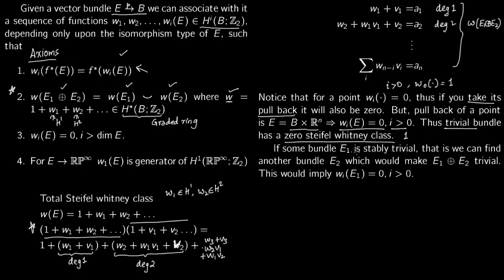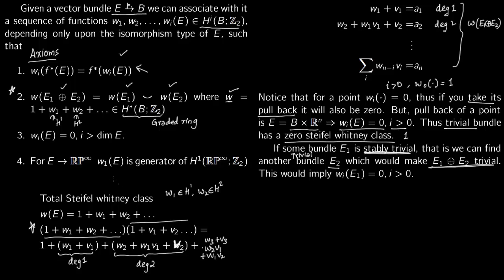Now say some bundle E1 is stably trivial. For example, we saw that the tangent bundle is stably trivial. That is, you can find another trivial bundle E2, which would make this direct sum trivial. So that is the definition of stably trivial.